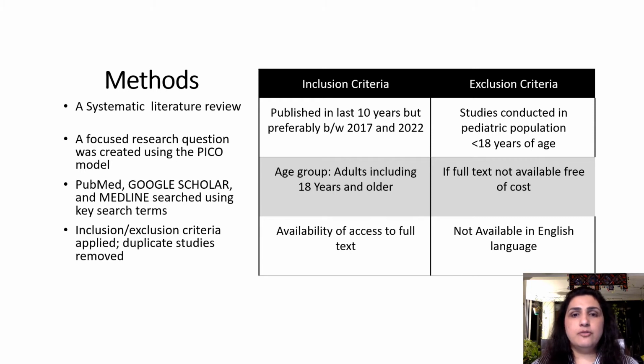And then the exclusion criteria applied to studies conducted in the pediatric population, less than 18 years of age. I excluded them. And if the full text was not available free of cost or through the University of Mount Union Library, it was excluded. And obviously the articles not available in the English language were also excluded.